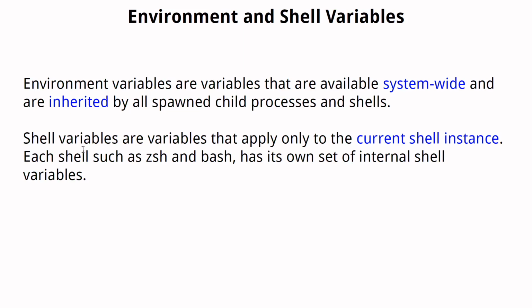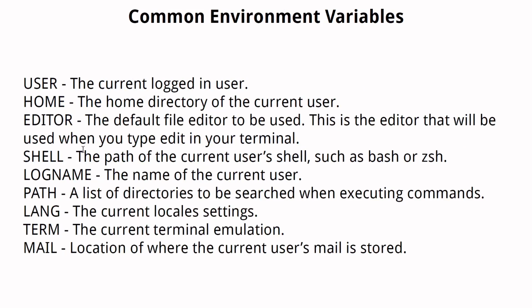Environment variables are available system-wide and are inherited by the child processes. Shell variables are variables that only apply to the current shell instance. So that's the difference. Those are the common environment variables. You don't need to remember them, but shell is one.